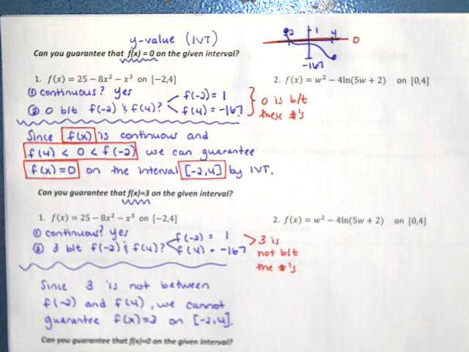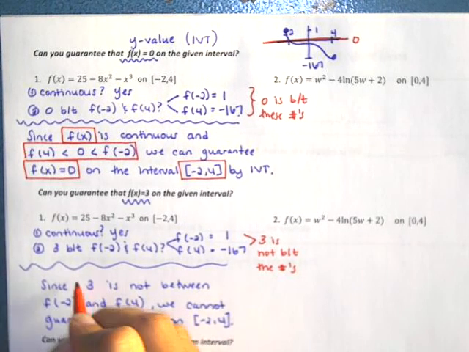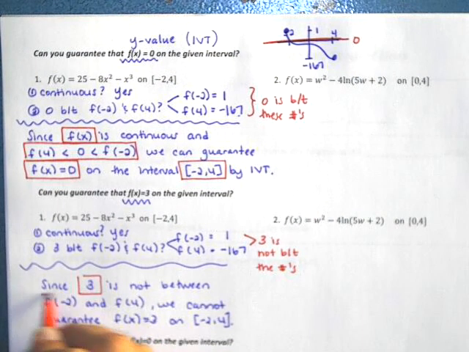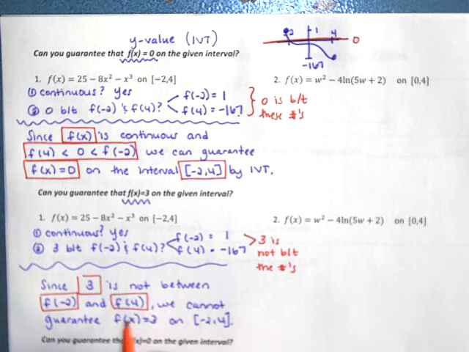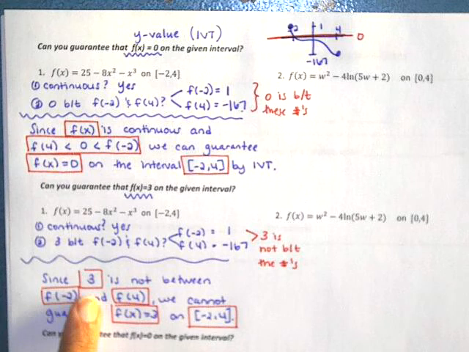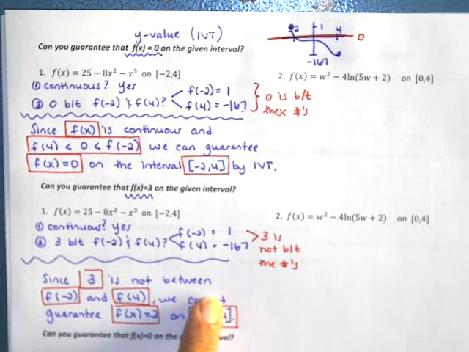Now again, just like the last one, think about this as a structure. You're just going to fill in the blanks. You're going to fill in the number you're trying to get and the values of the ends. You would say we cannot guarantee that f of x equals that number on that interval. Everything else here would remain the same. You wouldn't really have to do any changing of those words unless the issue was that you weren't continuous, in which case you would just say, since f of x is not continuous, we cannot guarantee this.